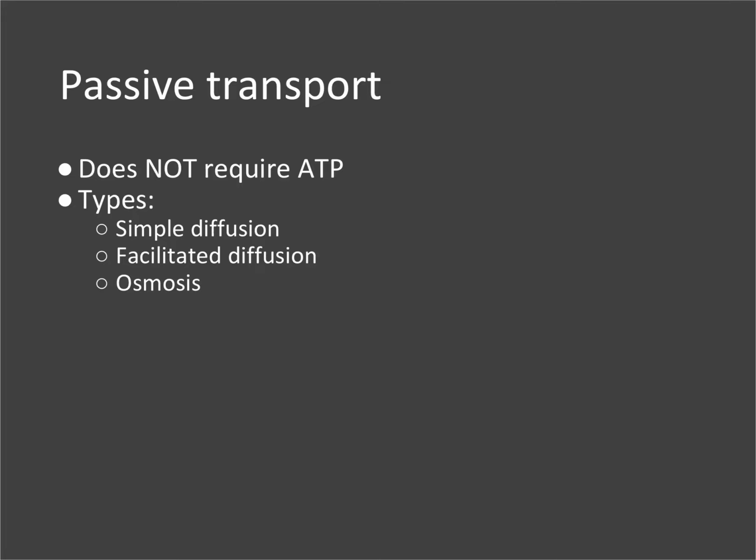So now let's take a look at our types of passive transport. And remember that passive means that we do not need ATP. So we do not need this energy molecule in order for these processes to happen. So we'll start with simple diffusion and then talk about facilitated diffusion and then osmosis.